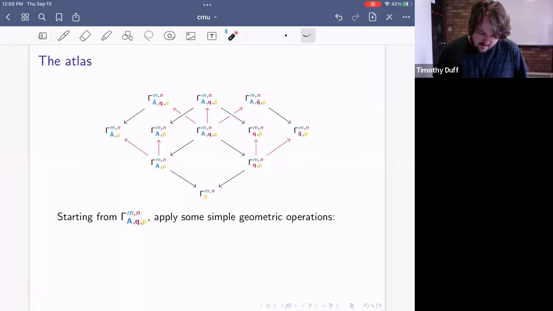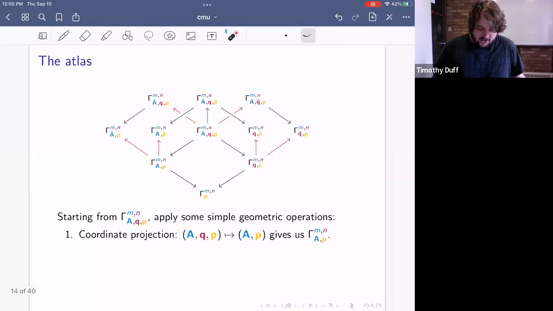And without getting into it too much, what we call the atlas is a network of algebraic varieties that are somehow emanating from this image formation correspondence by geometric operations, namely projection.